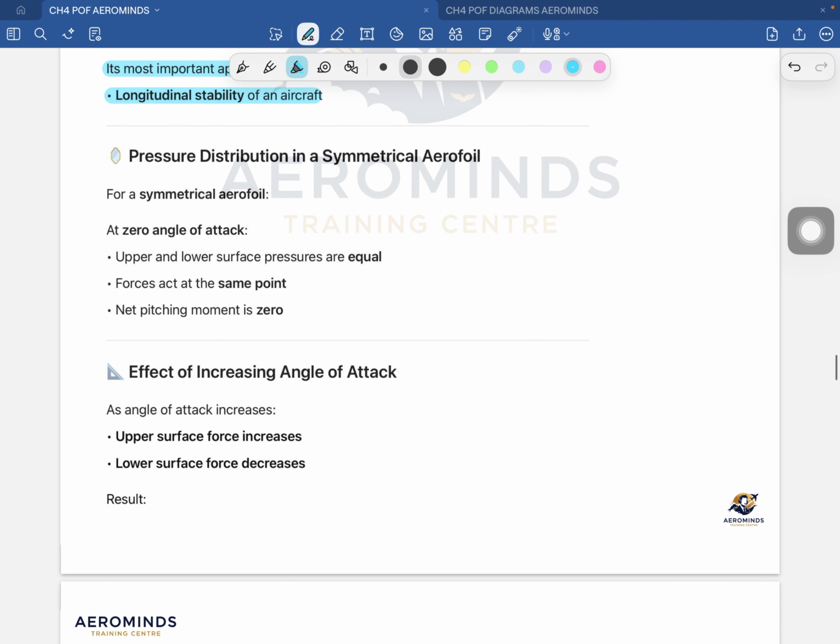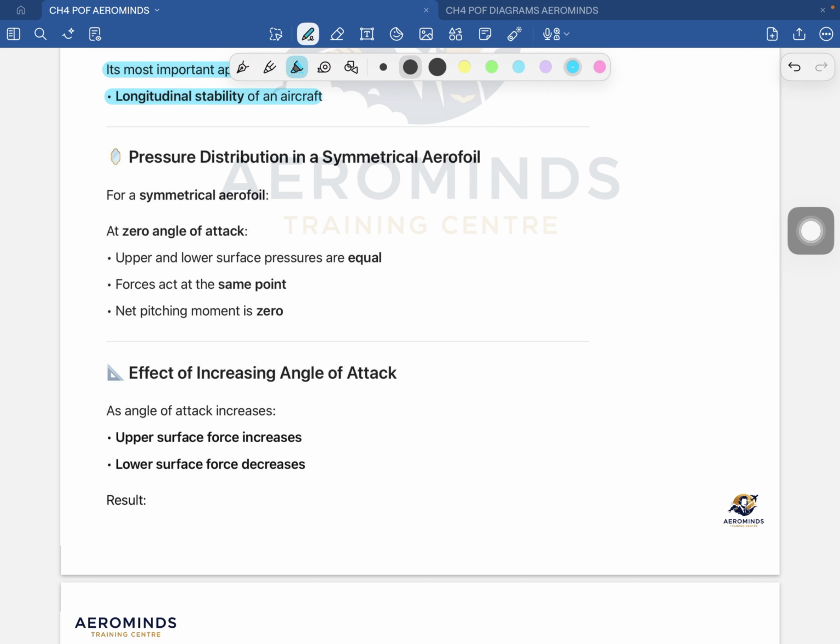Then comes the pressure distribution in a symmetrical aerofoil. A symmetrical aerofoil is one where the upper and the lower surfaces are mirror images of each other. There is no camber, and it looks the same up or down. The top side and the bottom side look similar.